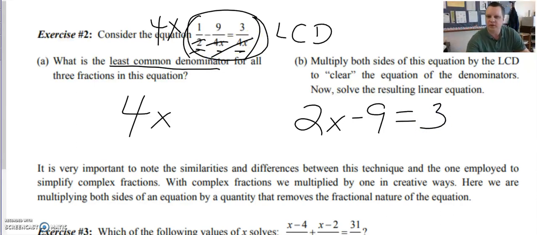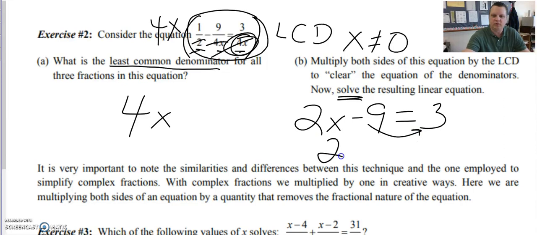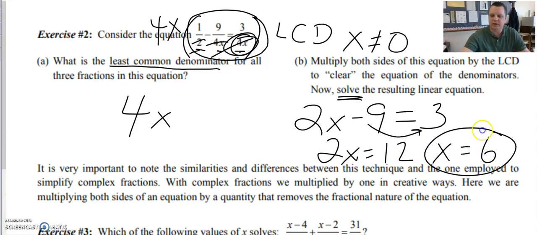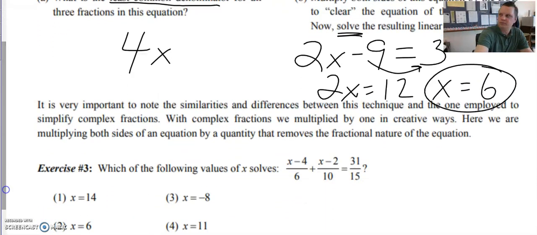So then it wants you to solve. Now you have a basic equation to solve. Again, x cannot equal 0 because of that 4x right there. It'll make it undefined. So if I bring the 9 over, that gives me 12. 2x equals 12. Then x is 6. And that is your solution.